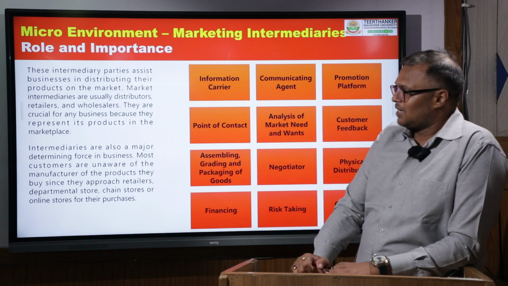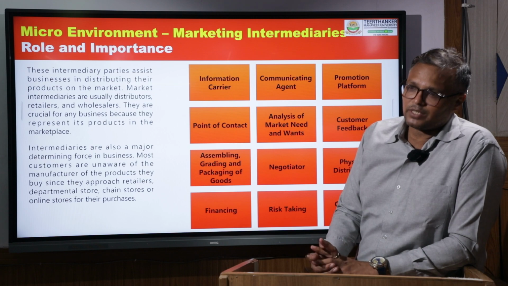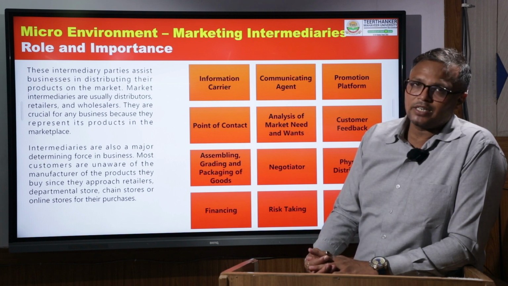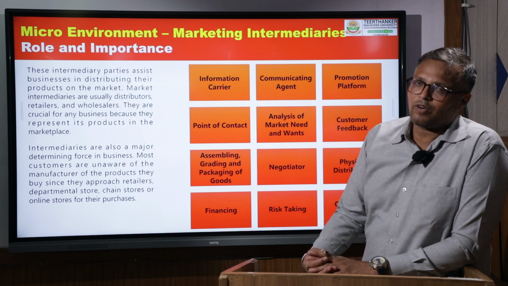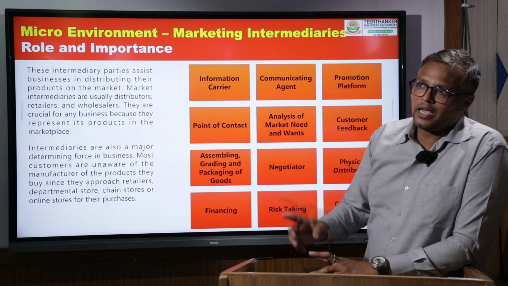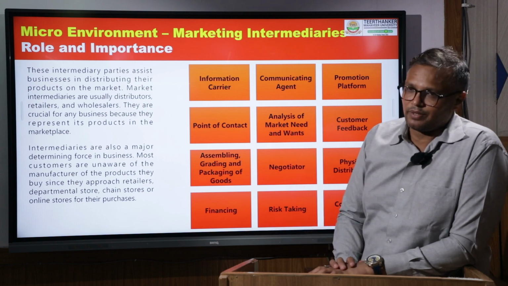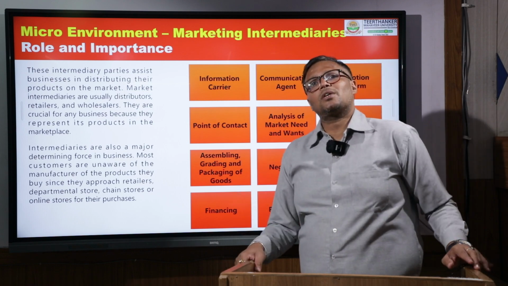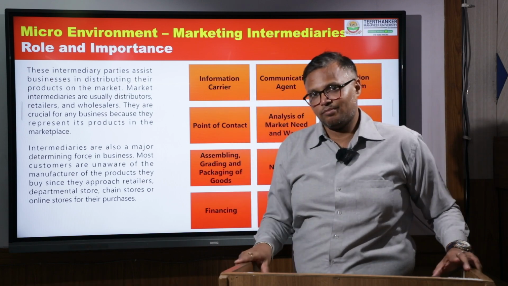And the next is physical distribution. Physical distribution basically represents the major responsibility the marketing intermediaries take up while transmitting the information and the goods. They transfer the goods but not the ownership. Remember this. Marketing intermediaries transfer the goods but do not transfer the ownership. The ownership is only and only with the last consumer.